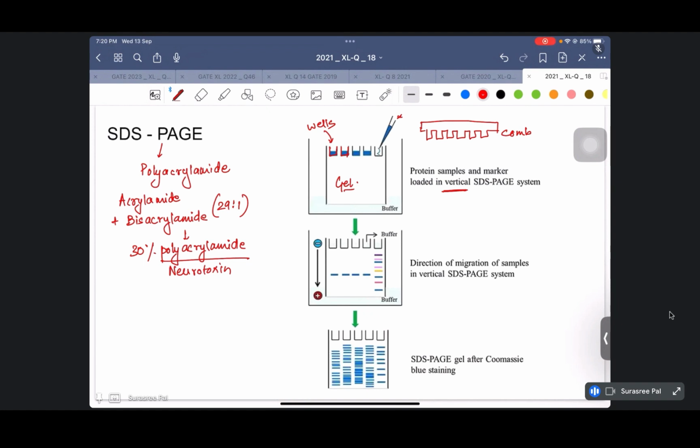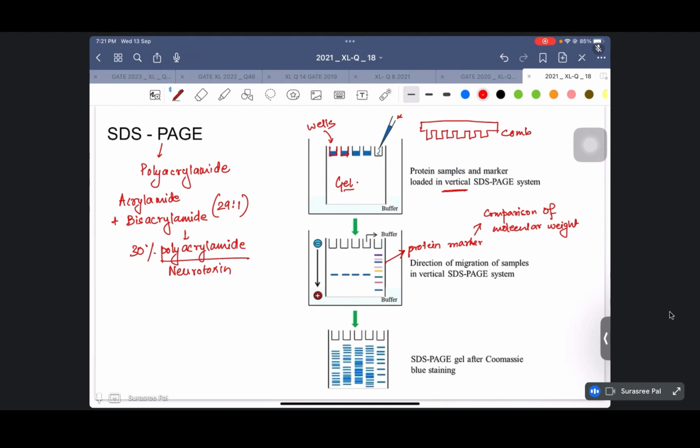Along with the proteins, we also use something like this, which is called a protein marker. What function does it have? Exactly, it is used for comparison of molecular weight of the protein. Very good. So SDS-PAGE is a system where we resolve proteins according to their molecular weight.